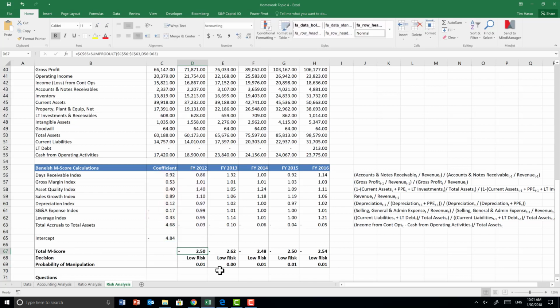So we get a prediction of the M-score of negative 2.5, and this, according to the cutoffs, is low risk. And again, we're using the NORM.DIST function, and we estimate the probability of manipulation, in this case, about 1%. So again, fairly low. Once you're done, make sure that you answer the questions at the bottom, which are the theory questions. And once you're done with that, just upload the finished product onto iLearn.